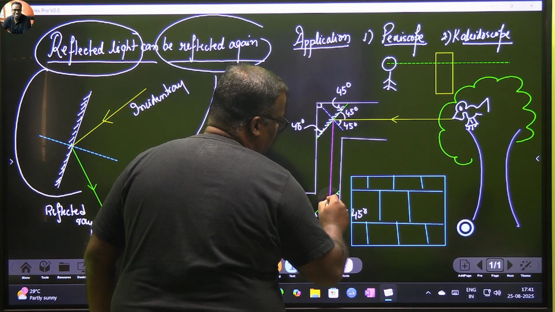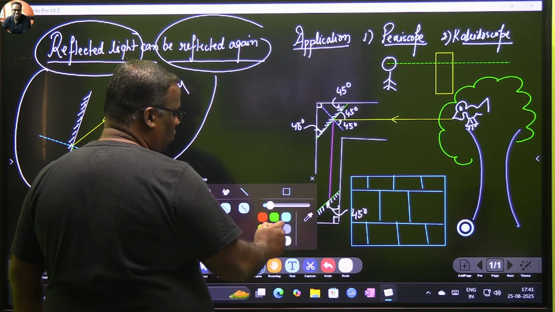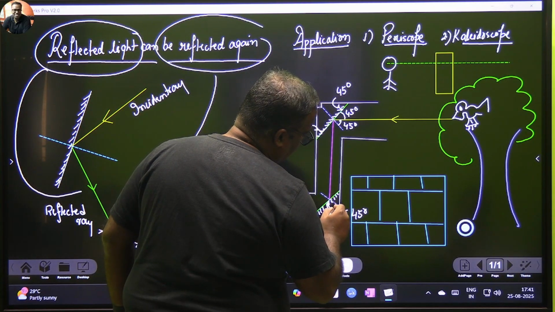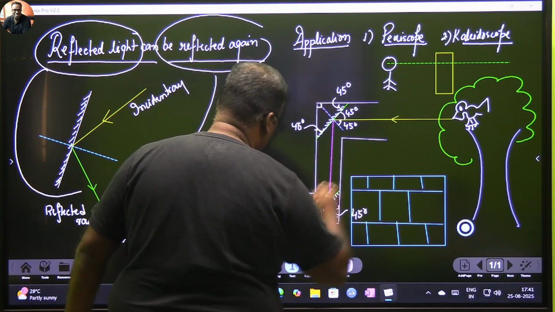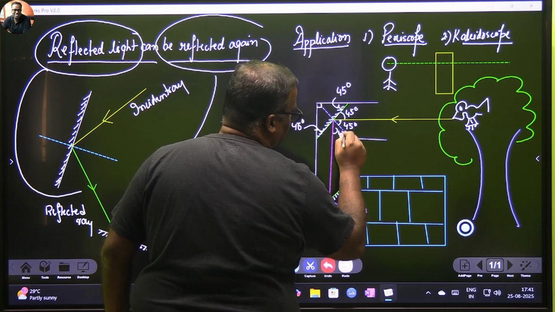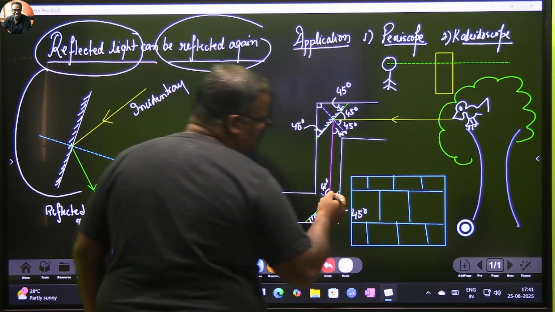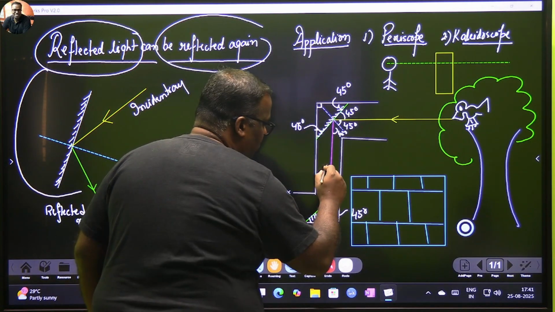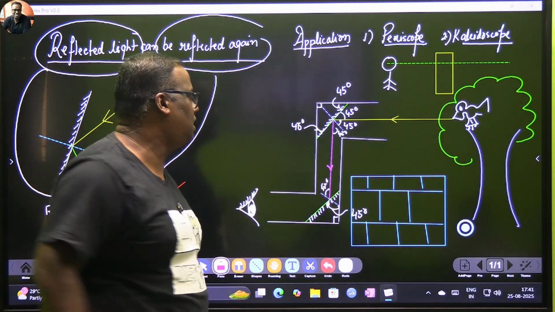So now it becomes after this. Let's make one more normal out here. Again here the same angle will be created. Angle of reflection 45. So if this is 45, this is also 45, alternate interior. That means this now becomes the angle of incidence. This will become the incident ray. The reflected ray becomes the incident ray for the second mirror.